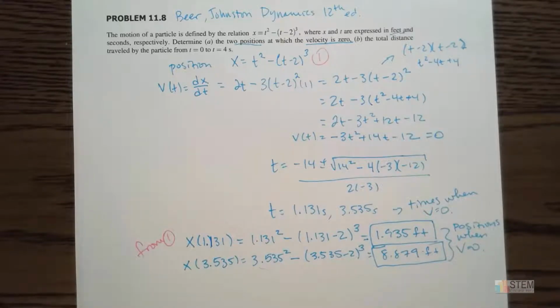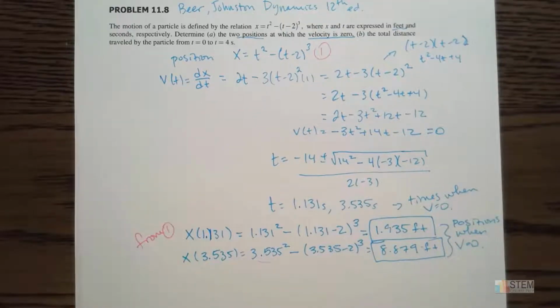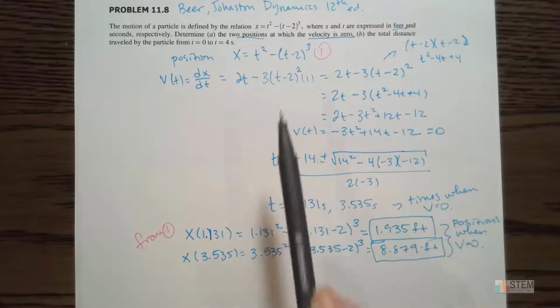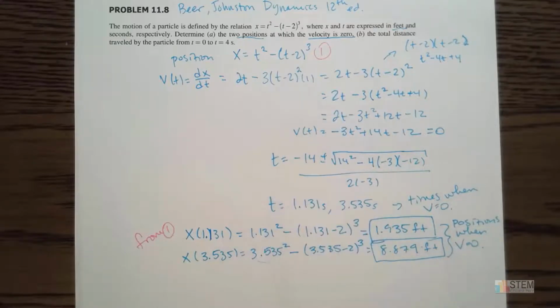So still not too bad, right? We just take the derivative, we get our expression for v, solve for the time when v is 0, and plug it into our position equation. So that takes care of part A. Now let's look at part B. Part B wants the total distance traveled by the particle from 0 to 4 seconds. So let's do what seems like we should do first, which would be plug in t equals 0 and t equals 4 into this expression 1, and let's see what we get.